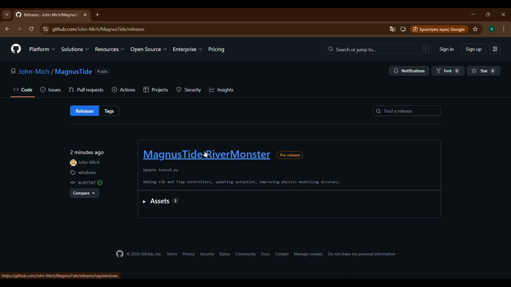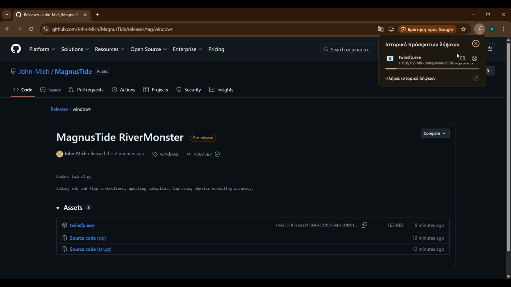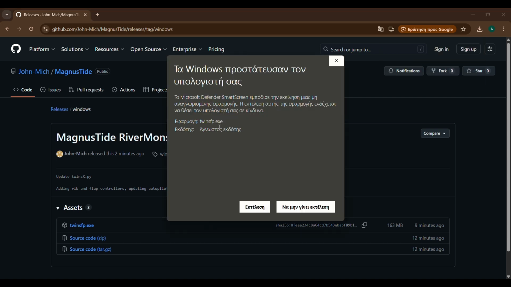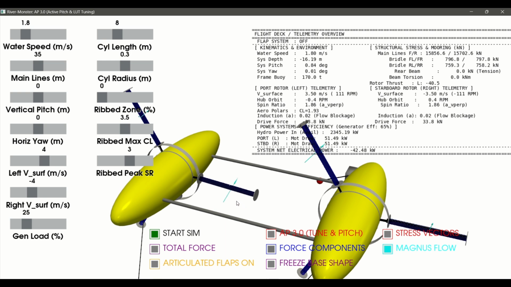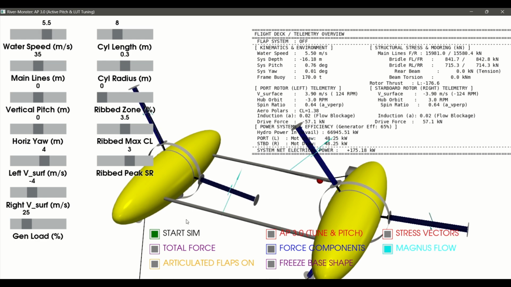Welcome to the demonstration of our fish-friendly tidal electricity generator. What you are looking at is an advanced hydrodynamic simulator, custom-built for our twin-rotor Magnus effect tidal turbine. We begin with a steady tidal current while the cylinders rotate at a very low RPM.